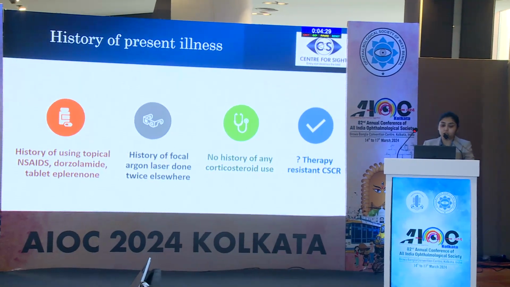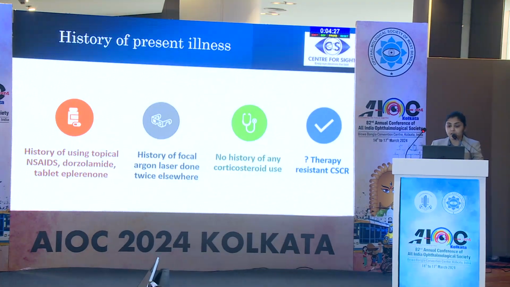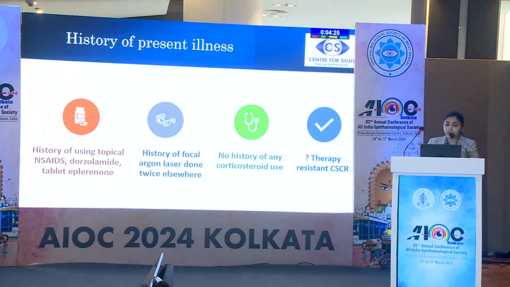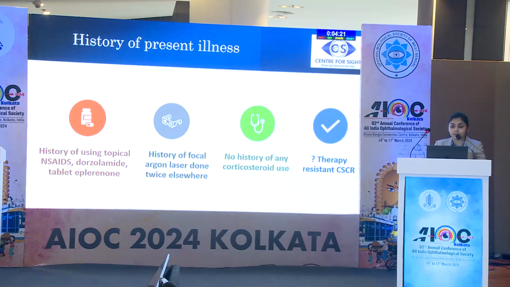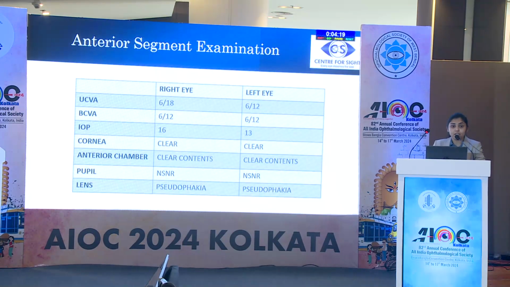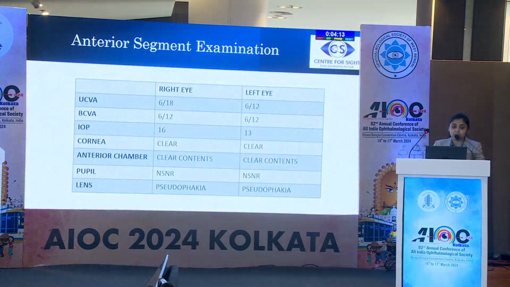Focal argon laser had been done twice elsewhere. There was no history of any corticosteroid use, so they labeled it as therapy-resistant chronic CSR. On anterior segment examination, the best corrected visual acuity was 6/12 in both eyes, and the rest of the anterior segment was within normal limits.